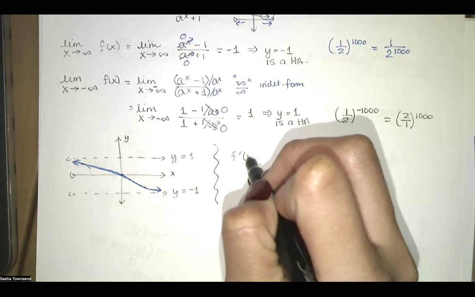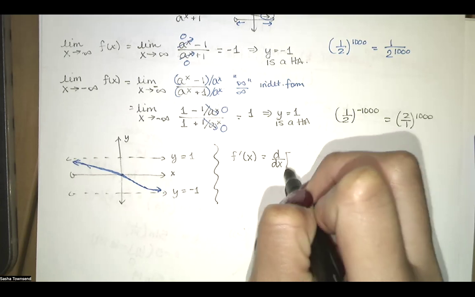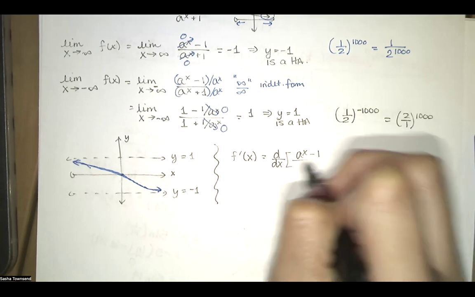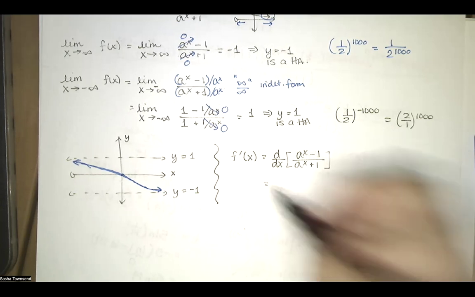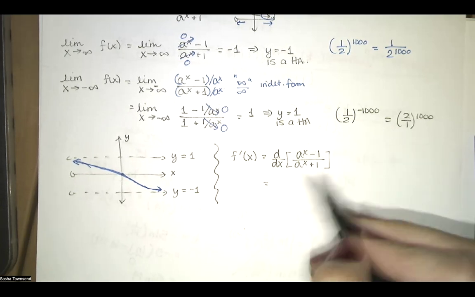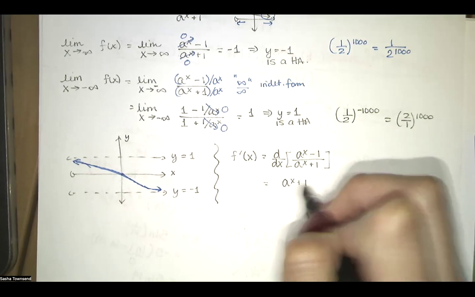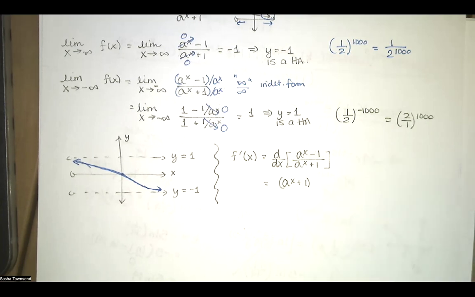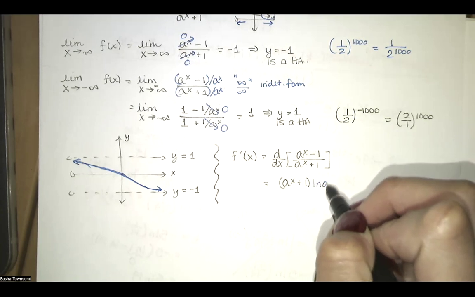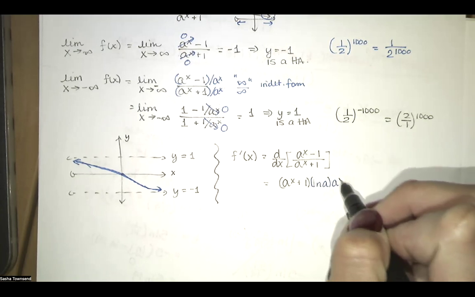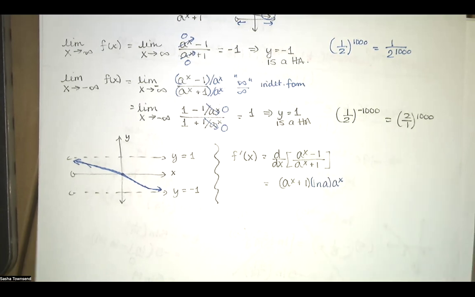So we want to compute f prime of x, and f of x was that a to the x minus 1 divided by a to the x plus 1. To compute that derivative, we'll use the quotient rule. We'll call this the low function and this the high function. According to the quotient rule, we get low d high. So it's the bottom function times the derivative of the top function. Now the derivative of a to the x is natural log of the base times the exact same exponential, and then we subtract the derivative of 1, which is just 0.